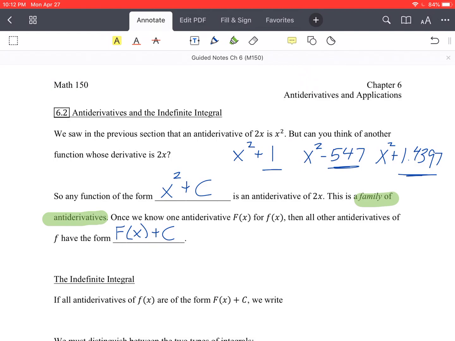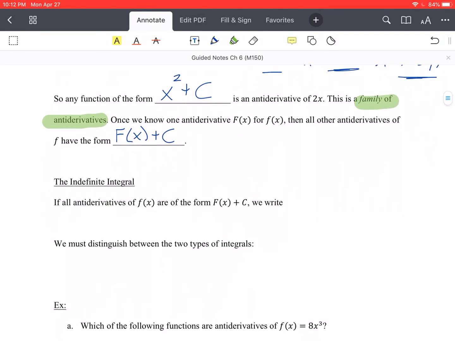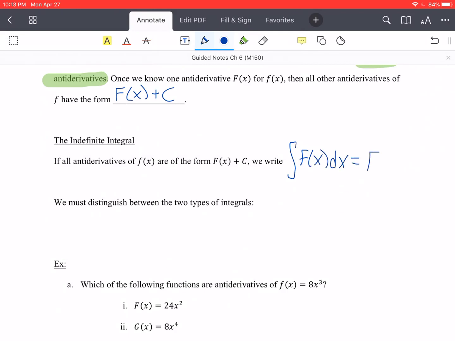When we compute antiderivatives, we just find one specific antiderivative, and then we add on that plus c, the arbitrary constant, to include all of the members of that family of functions. And this brings us to the indefinite integral. The indefinite integral says that if all antiderivatives of little f of x are of the form big F of x plus c, then we write the integral of little f of x dx equals big F of x plus c.